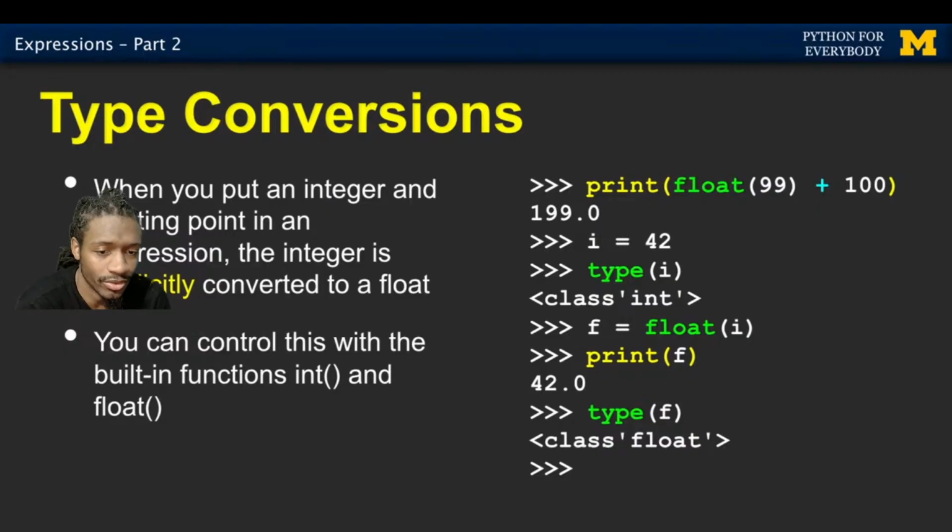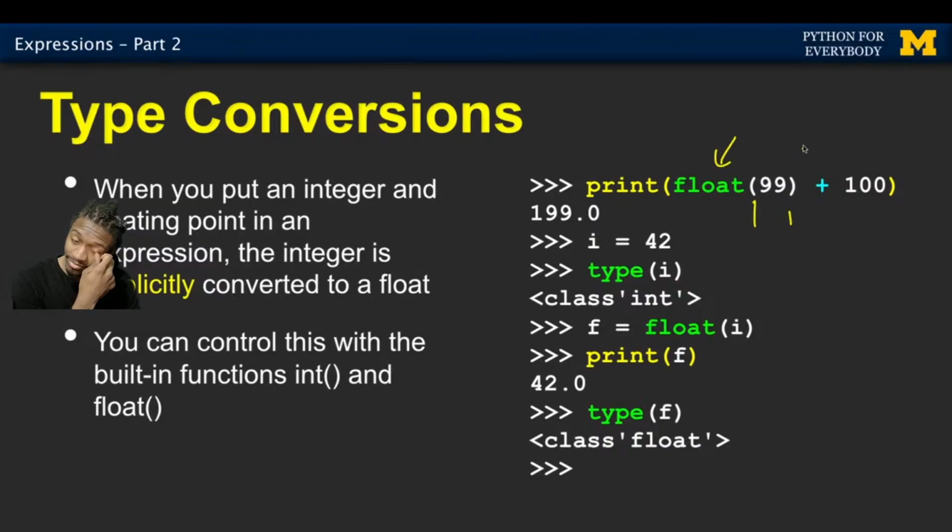I equals 42. Type I is a class int. F equals float I. Print F. You turn the 42 into 42.0. Type F. F is now a float. There's float, there's int. And so float is a function.